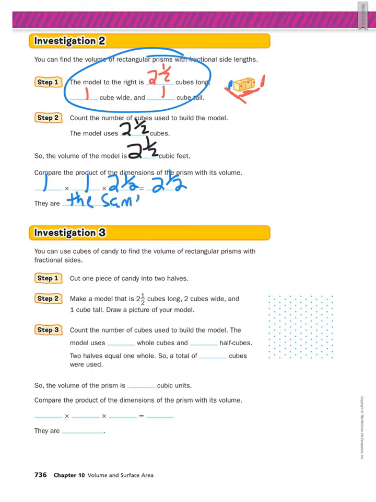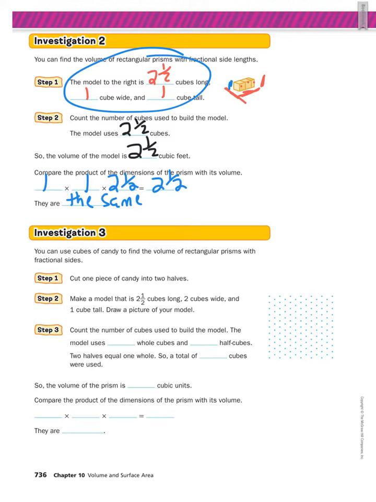So what we're trying to get you to understand is that you can find volume by counting how many cubes make up a figure. And you can also find it by multiplying the 3 dimensions. So if you figure out how high something is, how long something is, and how wide something is, multiply those 3 numbers and you'll get it.